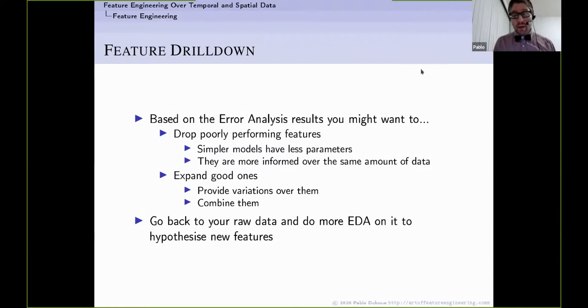A technique that is very useful for doing feature engineering is what is called feature drill down. When you identify poor features, you try to drop them, and when you find good features, you try to make small changes to improve them, to generate other features that you can put alongside the original one or replace it with, to see whether it helps.